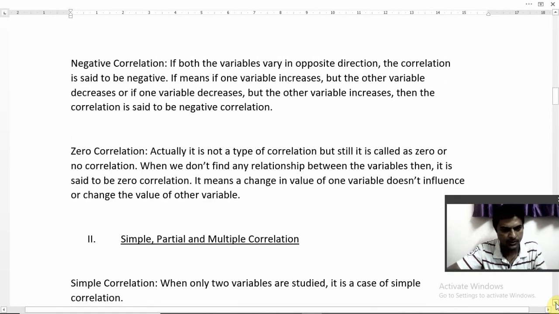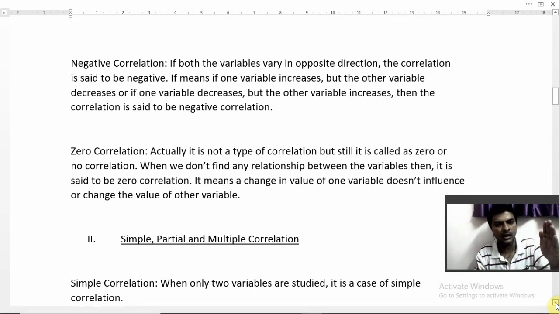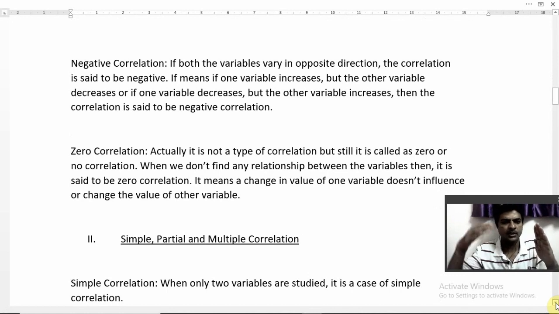Similarly, you can see the definition of negative correlation. If both variables vary in opposite directions, suppose you have studied hard, you practiced the examples, still your result is not good or you have failed in the exam, that means negative correlation. The correlation is said to be negative. It means if one variable increases but the other variable decreases, or if one variable decreases the other variable increases, then the correlation is said to be negative. Yes friends, here we have the next definition, very very simple.